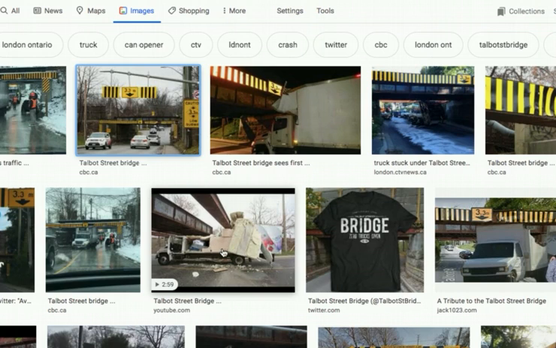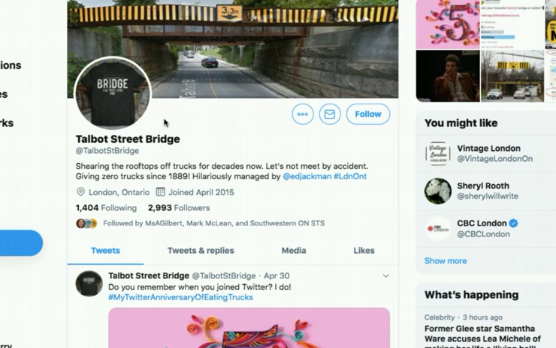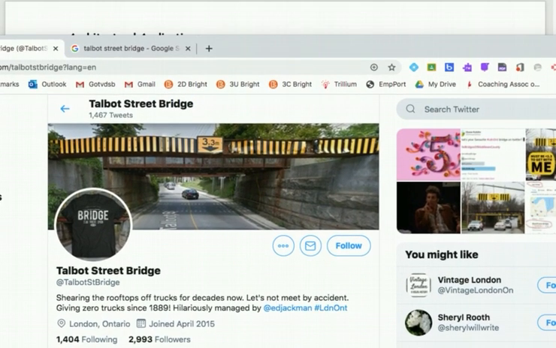I think this might be a different one. Oh no, it says it's Talbot Street. So they've gone through, and I think this was the most recent one here, where this truck got stuck and they had to deflate the tires to get it out. It's kind of funny. It's not a funny bridge, but it actually has its own Twitter account. It says, sharing off the rooftops of trucks for decades now. So anyway, if you want to read up on it, it's something funny, I guess. Anyway, it happens.